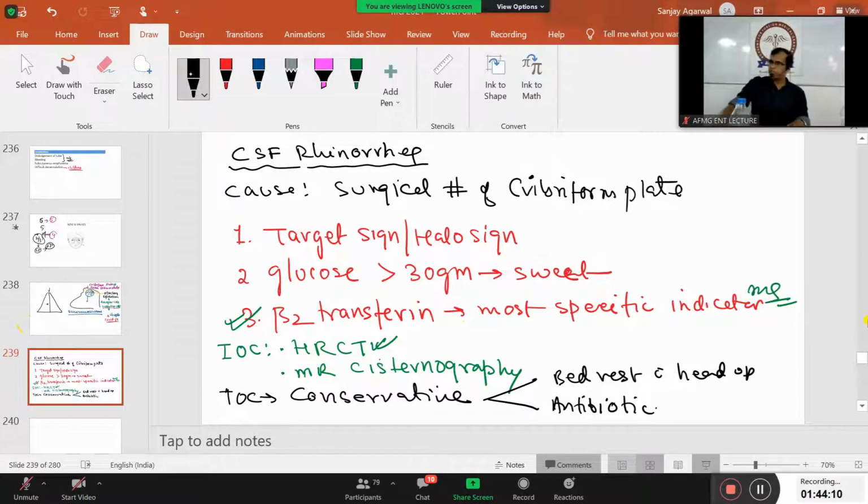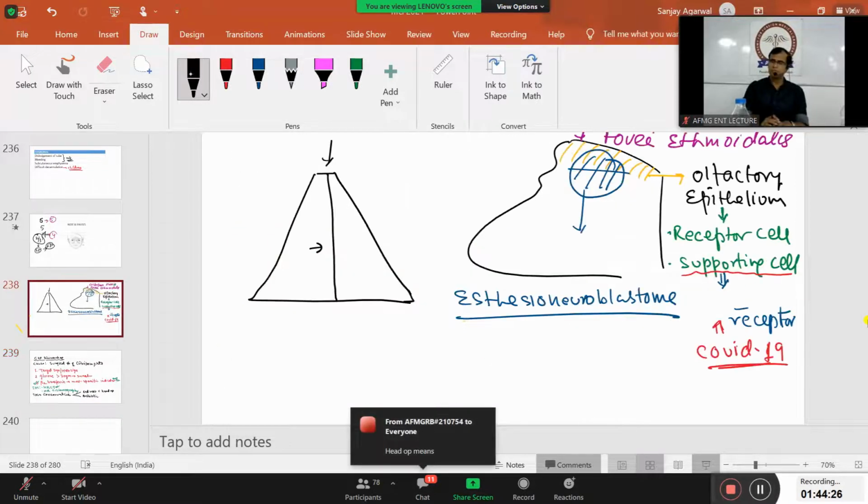So very few points, I told you 4-5 points, 3-4 points, but very important. So these are the main points on the roof of the nose: the supporting cells, esthesioneuroblastoma, CSF rhinorrhea, and all that. And then we talk about the medial wall.